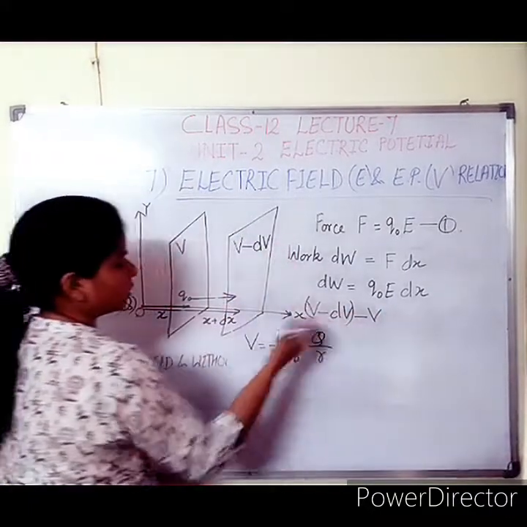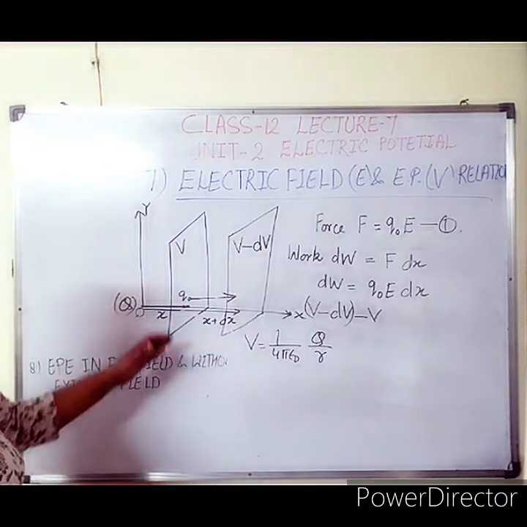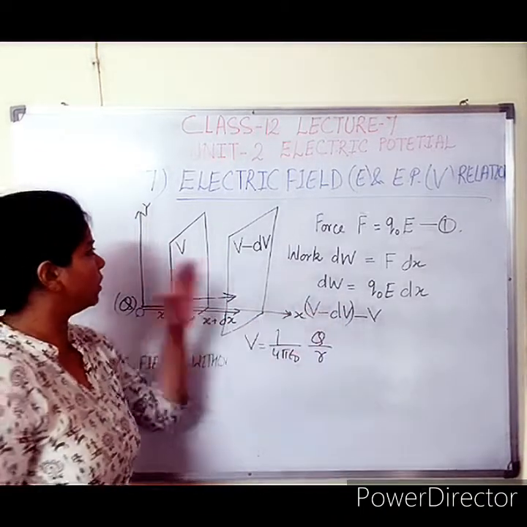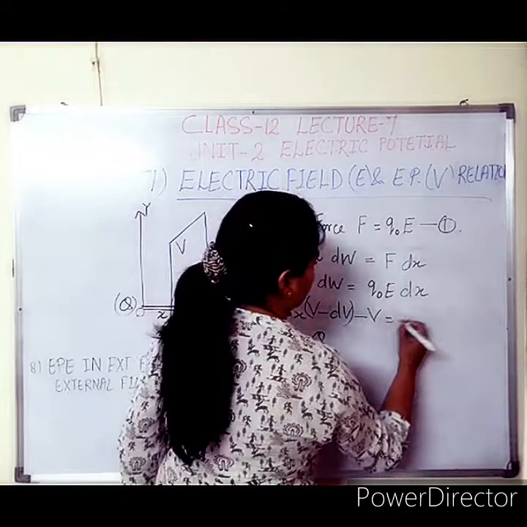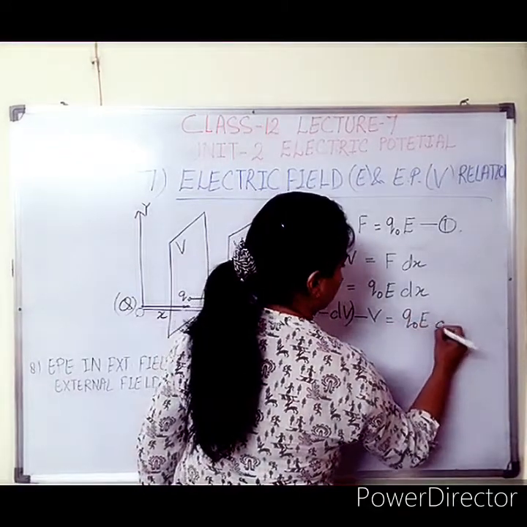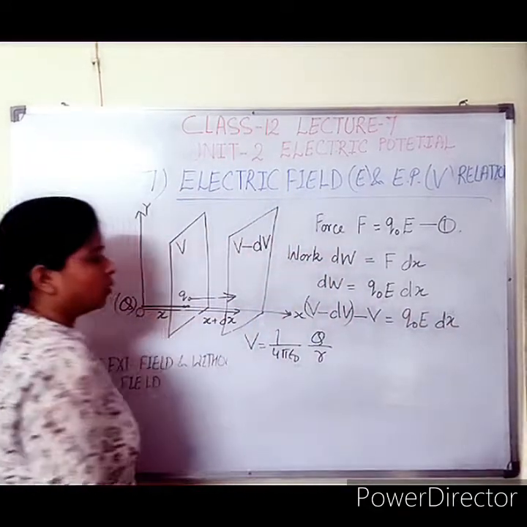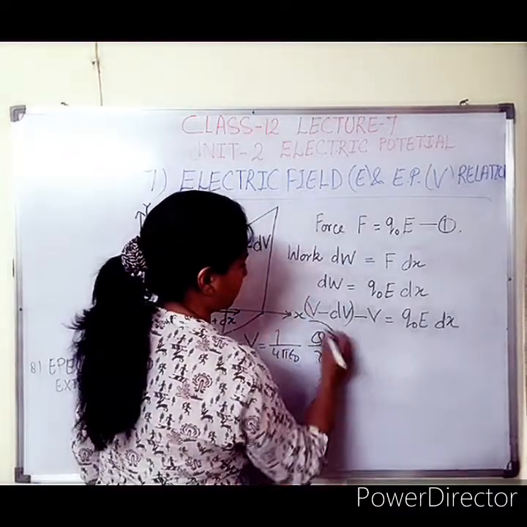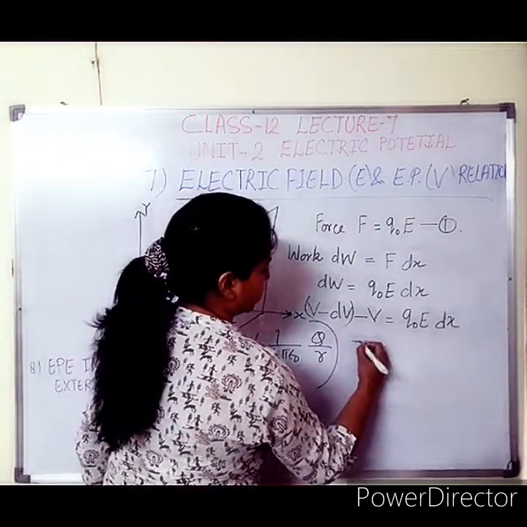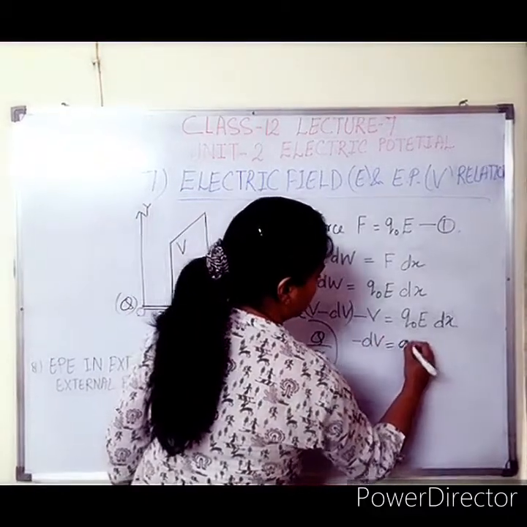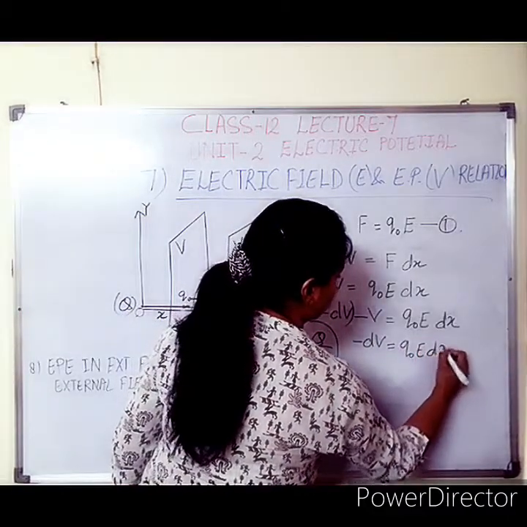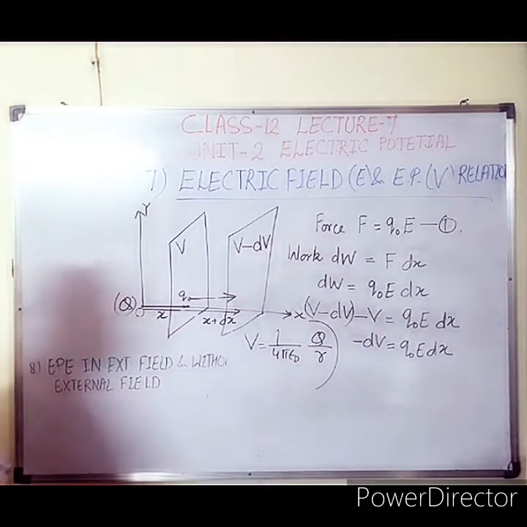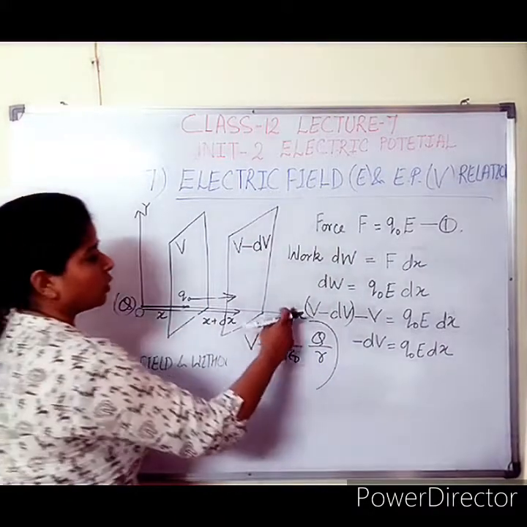This one is the final potential where the charge is going to reach, and V is the initial potential. So that is equal to Q naught E into dx. Now you can see V and V cancel out, and you will get minus dV equals Q naught E into dx. One more time we have to apply here.